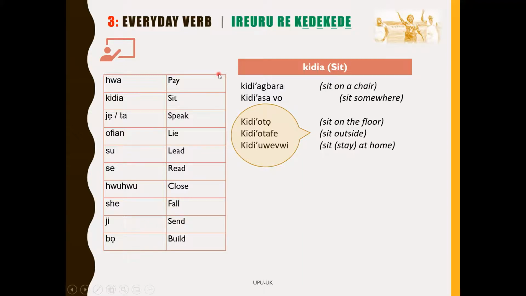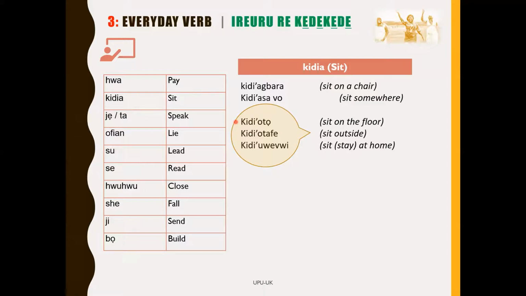Okay, so let's look at some examples using kidia, which is sit. Kidiagbara, sit on a chair. Agbara is chair. Kidia solvo, sit somewhere. So vowel harmony in play again. Kidioto. Remember the original word is kidia. It now becomes kidioto.